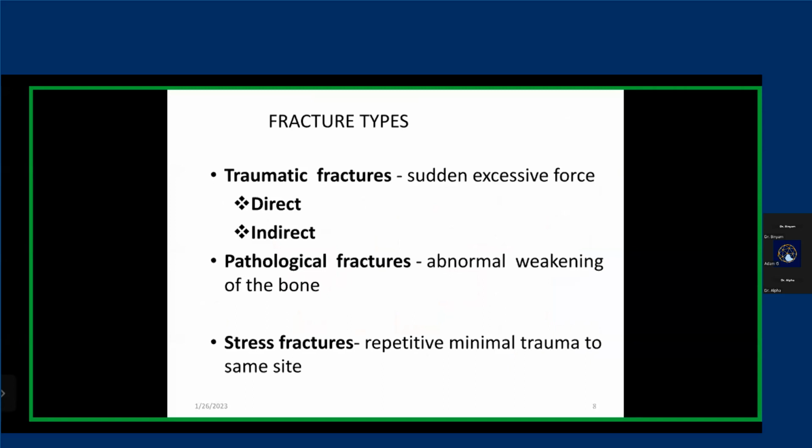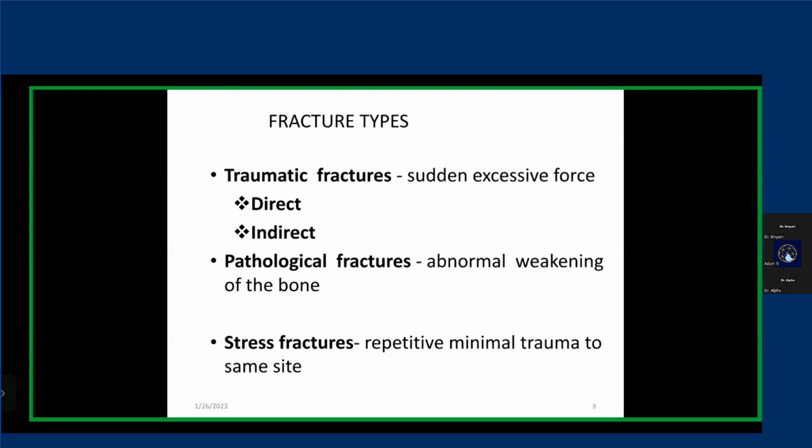Traumatic fractures are a product of excessive force applied to a healthy bone. It can be direct trauma or indirect trauma. Pathologic fractures are a result of weakening of the bone. So the force is not strong enough, but the bone is too weak to handle it, and those fractures are a result of trivial trauma. And stress fractures are a product of repetitive microtrauma to certain parts of the musculoskeletal system.